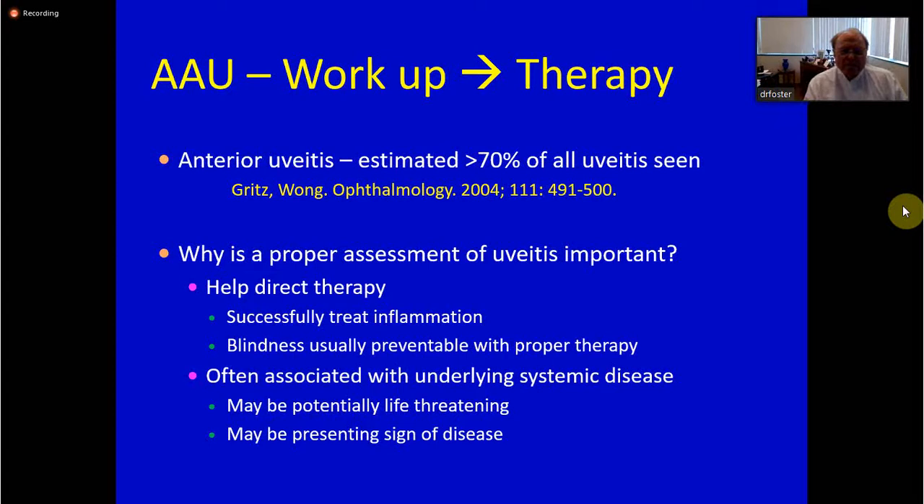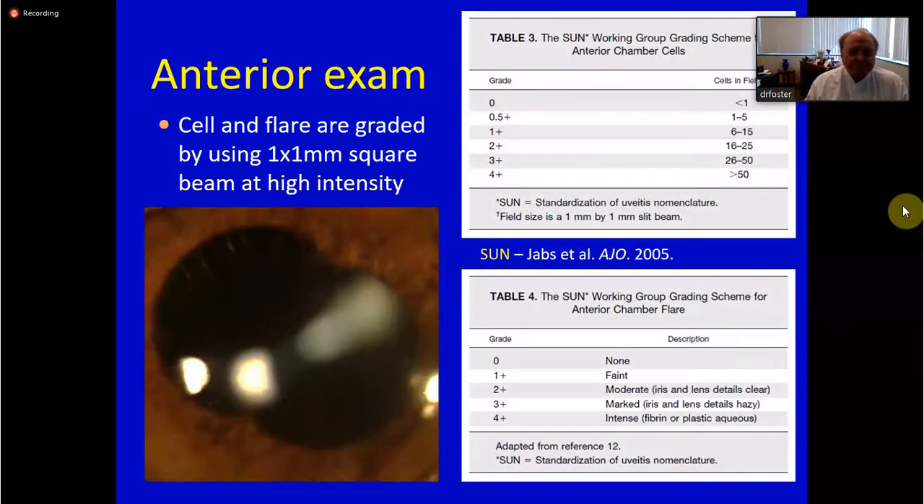Gritz and Associates in California estimated that 70% of all uveitis that they saw was anterior uveitis. Why is proper assessment of that problem important? Because it has a direct effect on successfully treating the problem and preventing the patient from losing eyesight. You might even find a systemic disease in the course of evaluating this patient who has anterior uveitis.